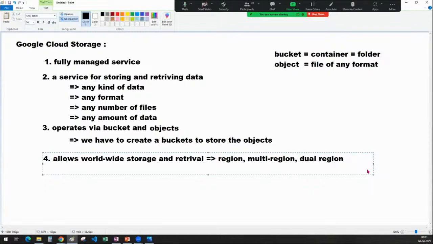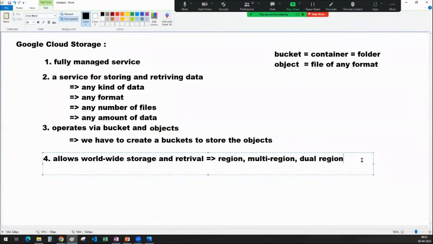If it is allowing worldwide storage and retrieval, what does that mean, sir? At any location you can store the data, and from any other location you will be able to retrieve the data, but you have to select a proper region, multi-region or dual region. If you want to store and retrieve the data within the region, you can go for the region option. If you go to multi-region, the data will be retrieved across all the regions. And dual region means within two regions. We will see this difference tomorrow, because it takes some time.